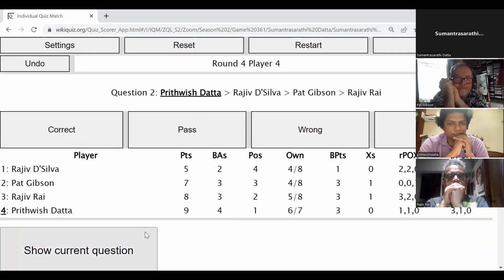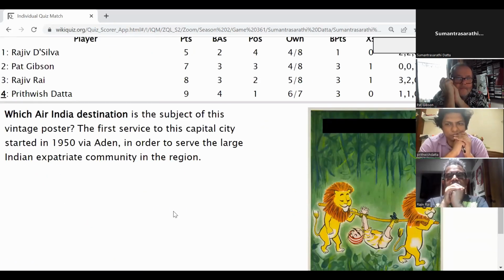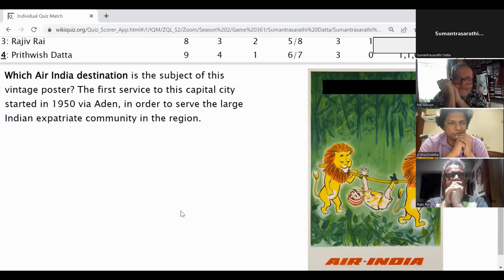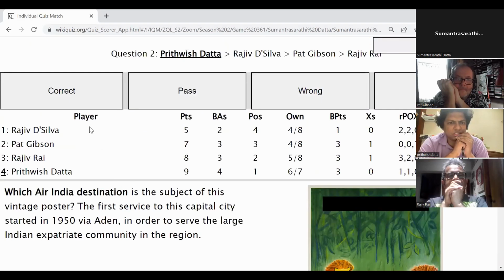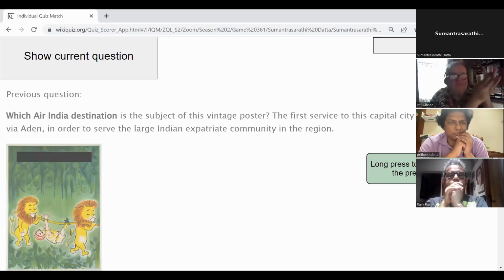And the second one, which Air India destination is the subject of this vintage poster? The first service to this capital city started in 1950 via Aden in order to serve the large Indian expatriate community in the region. Nairobi. Nairobi is well played there. It's indeed Nairobi.